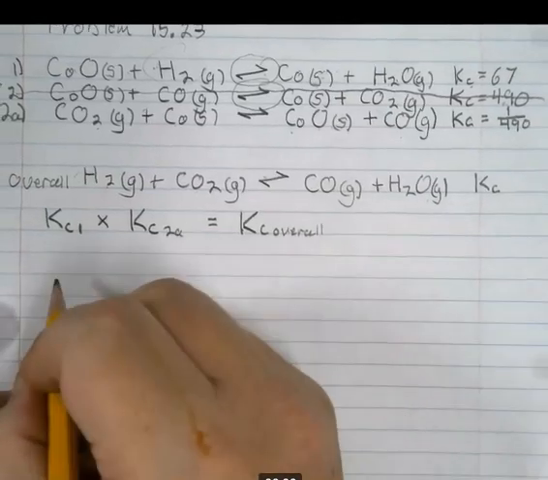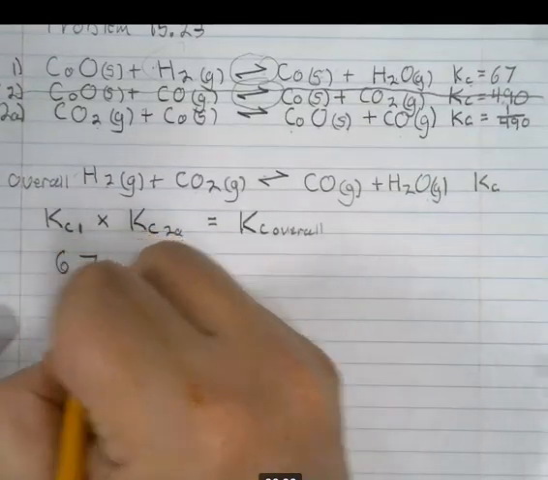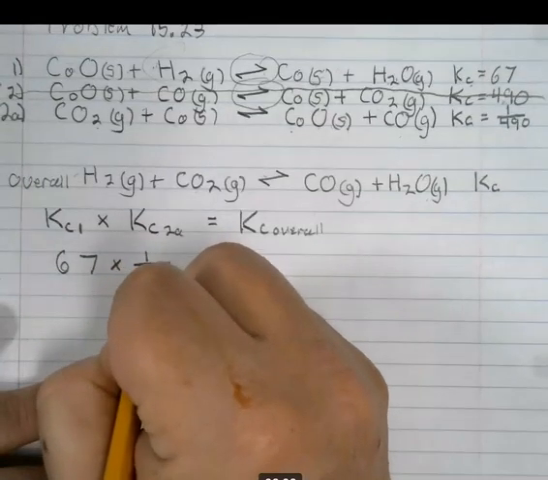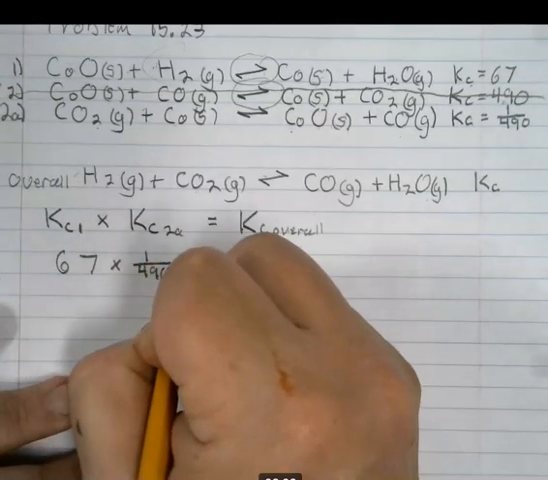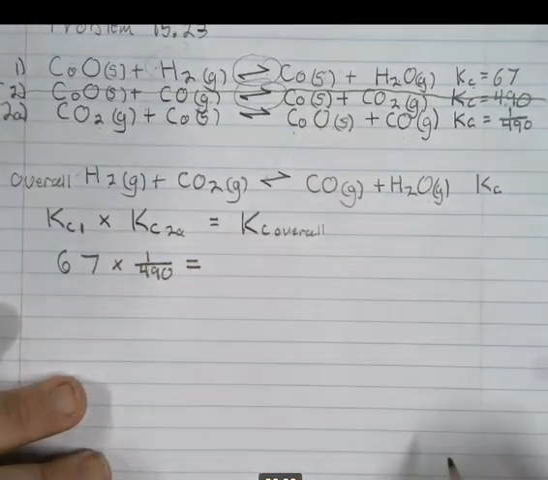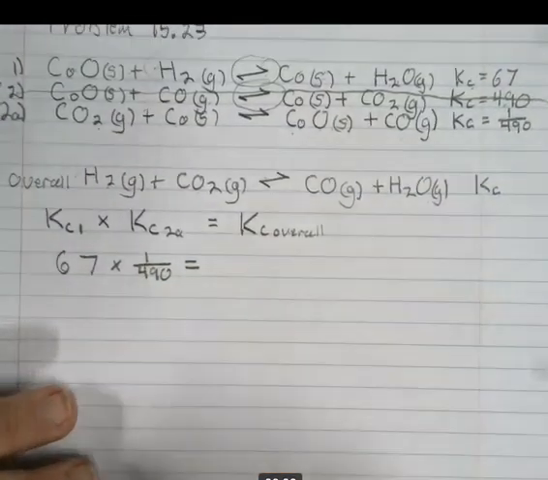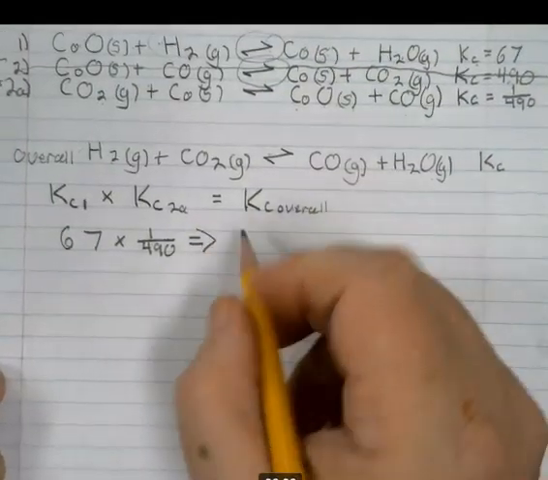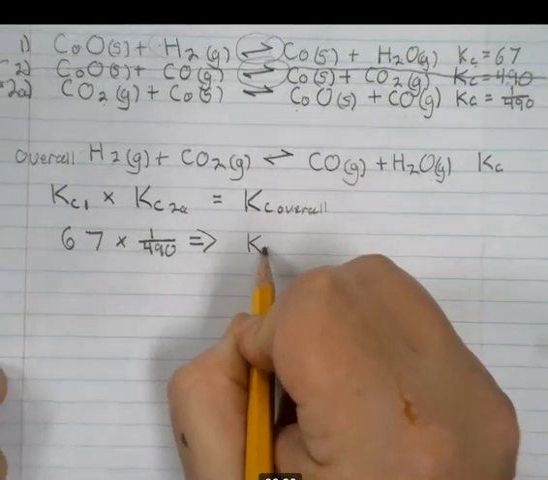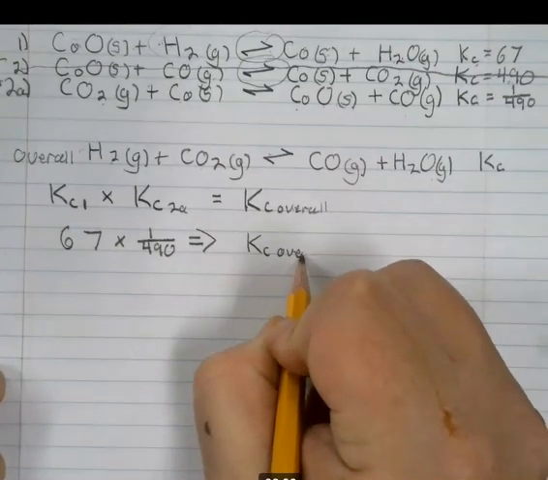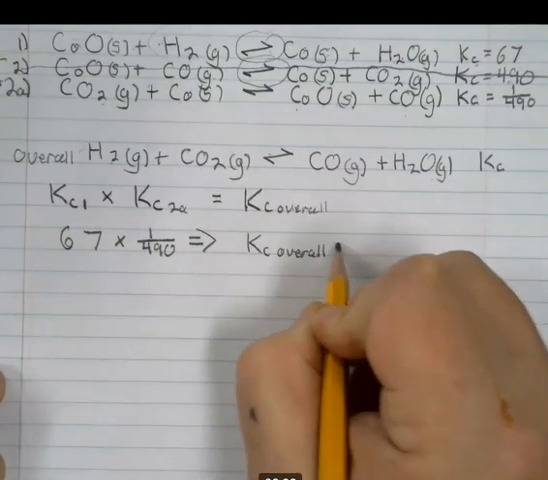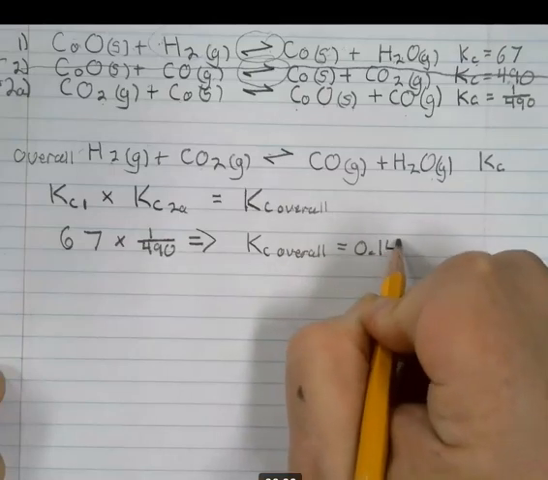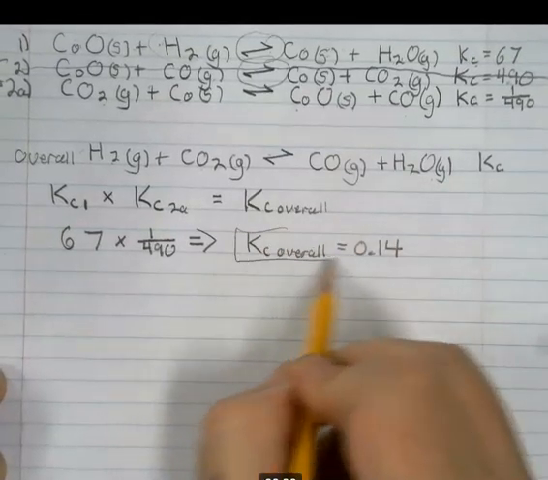Okay, so that's simply going to be 67 times 1 over 490. And that is going to give us Kc of the overall reaction equals 0.14. And that's the answer.